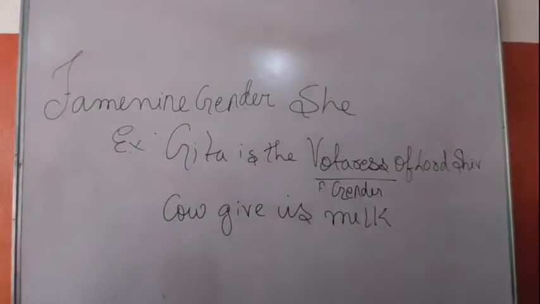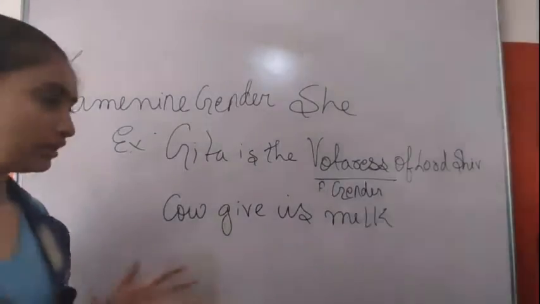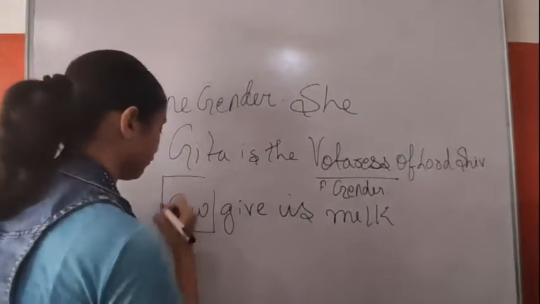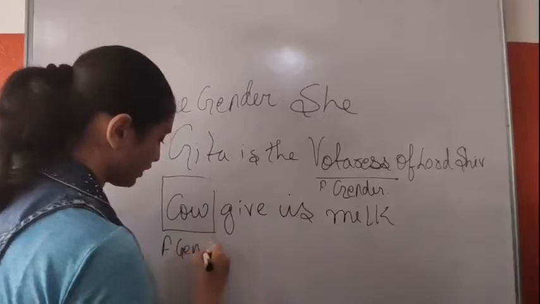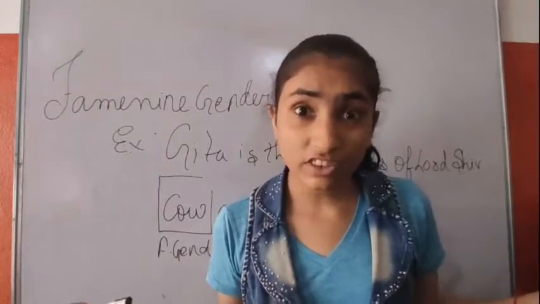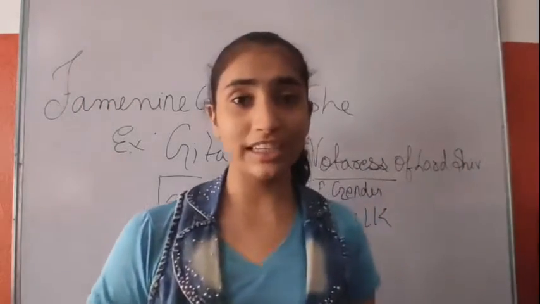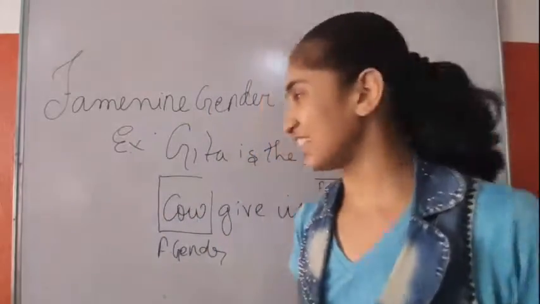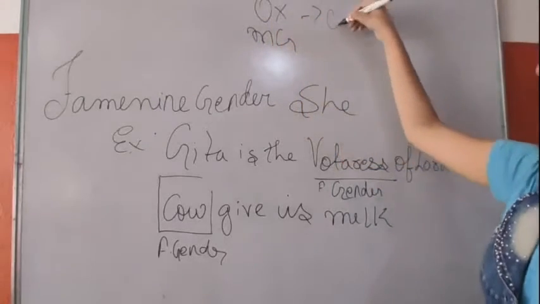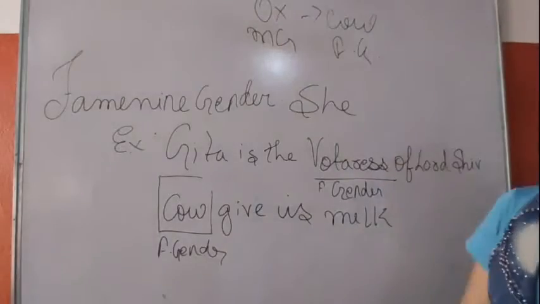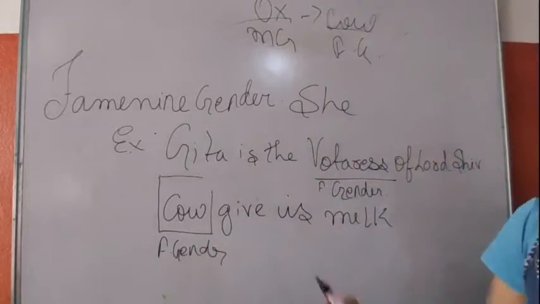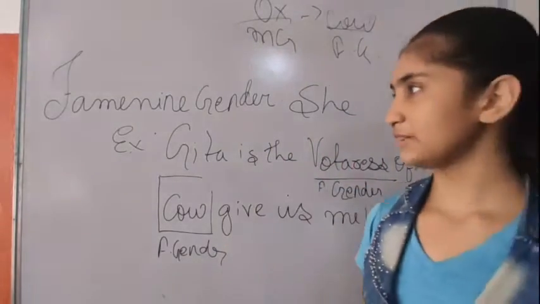Now, here, can you identify where the feminine gender is? Let me tell you. Cow is the feminine gender. When I tell you all cow is the feminine gender, some people would be like, what? Cow is the feminine gender? Yes, guys. Cow is the feminine gender and ox is the masculine gender, because ox is a male form and cow is a female form. Now here you can identify that cow gives us milk and here cow is a feminine gender.